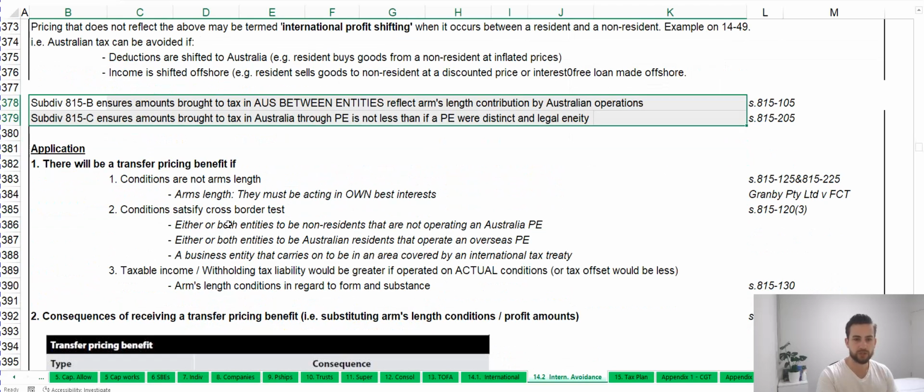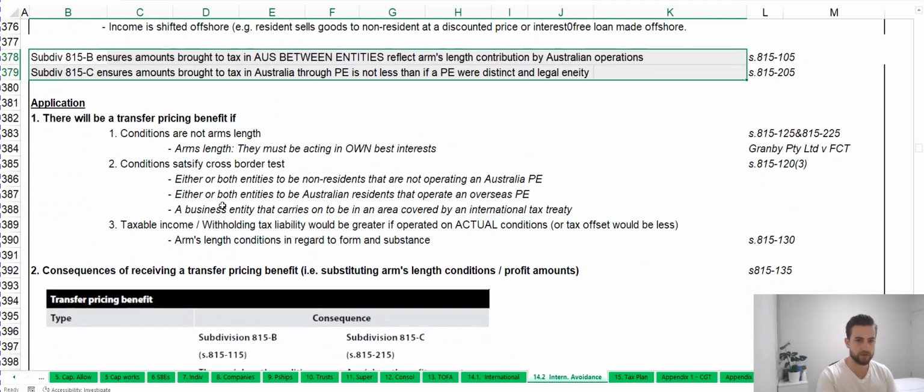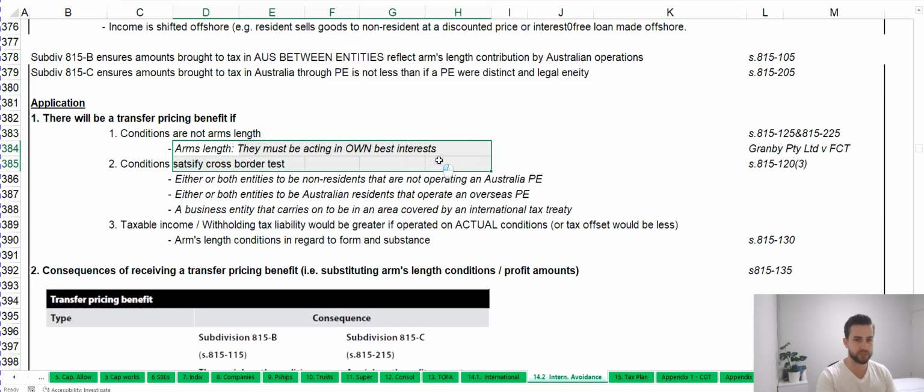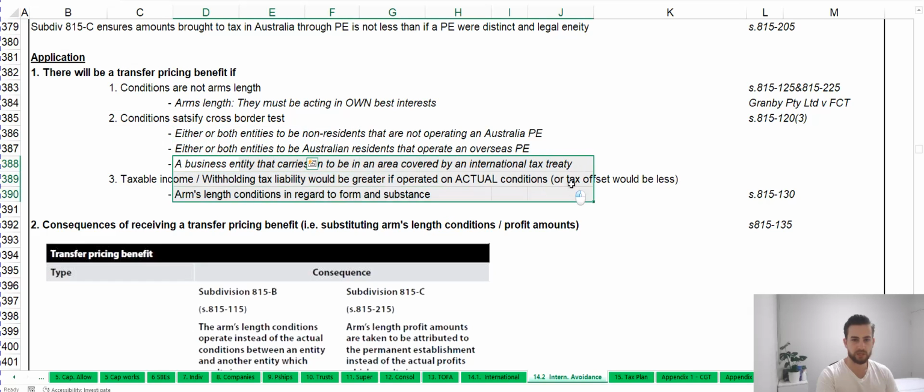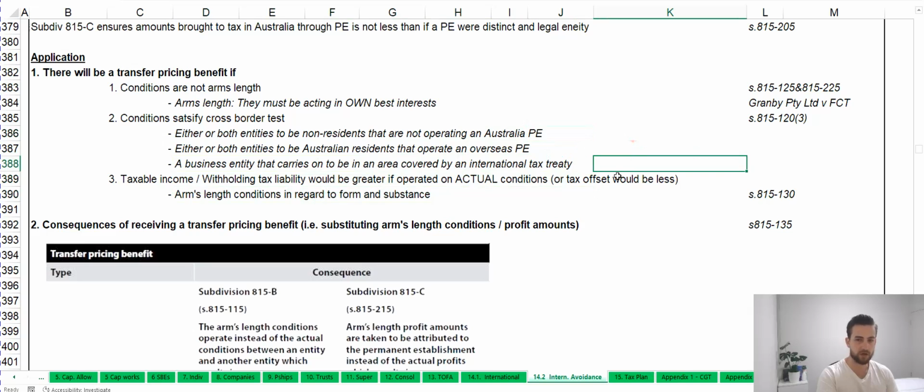So the application: there will be a transfer pricing benefit if the conditions are not arm's length. So both parties must be acting at arm's length, both acting in their own best interest, not in the worldwide group's best interest. Number 2, conditions satisfy a cross-border test: either or both entities are non-residents that are not operating an Australian branch, either or both entities are Australian residents that operate a branch, or a business entity that carries on business in an area covered by an international tax treaty.